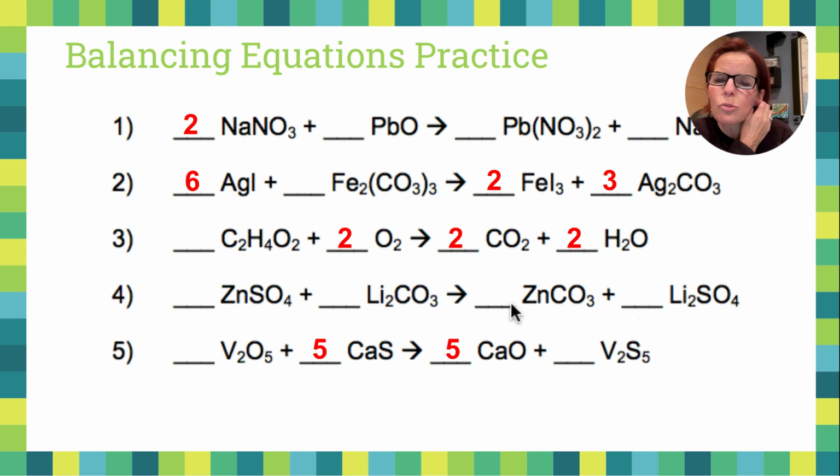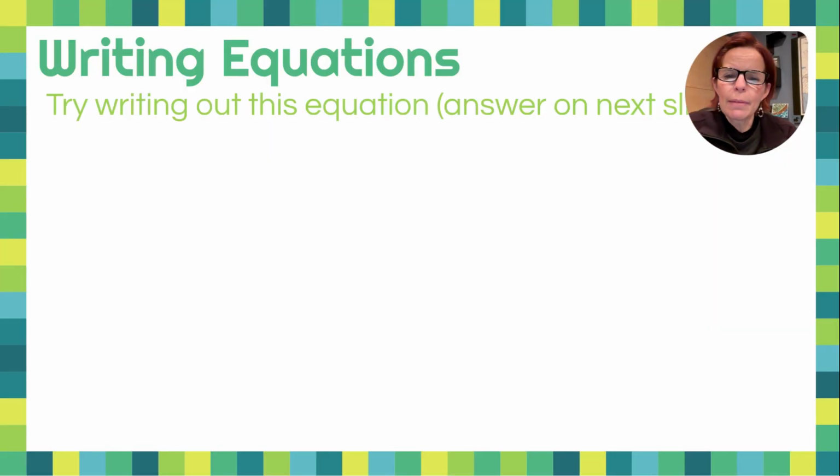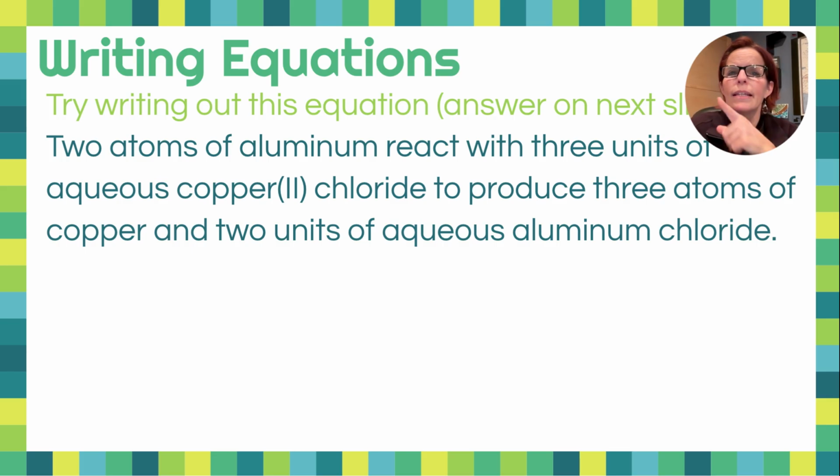If we look at the next one, we didn't need to do anything. It's already balanced. 1 zinc, 1 carbonate, 2 lithiums, and 1 sulfate, and 1 sulfate. Already balanced. Love those. And then the last one, I see on the right that I have 5 sulfurs. So that's why I put a 5 in front of this one. But now that made me have 5 calciums. So I had to put a 5 over this one. And then all balanced.